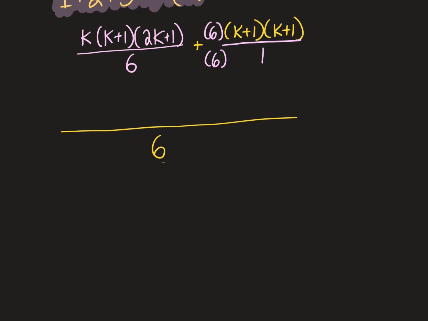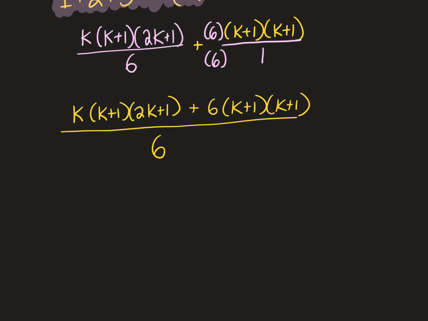I do want to be really careful this first time through, so I'm not going to do too much at once. So let me write this just as k times k plus 1 times 2k plus 1 plus 6 times k plus 1 times k plus 1. Okay, so all I'm doing is writing the sum of the numerators.